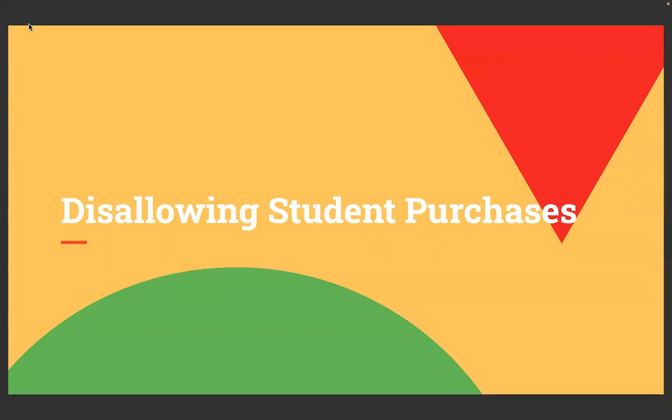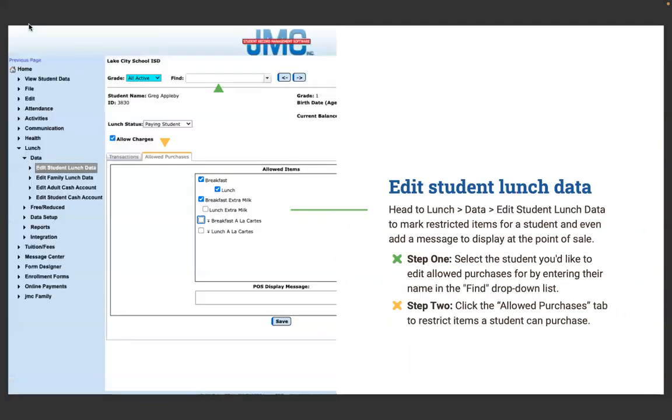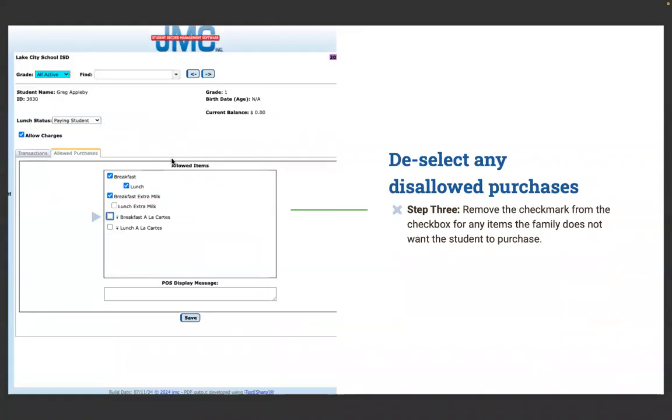Disallowing student purchases. Touched on this briefly a second ago. This is done on that student lunch page. So we're under lunch data, edit student lunch data. We're clicking the allowed purchases tab here. So step 1, you find your student using that find drop-down list. Step 2, click that allowed purchases tab. Step 3, you'd remove the check mark from any check boxes for any items that the family does not want the student to purchase. So we've got these a la carte items in here.